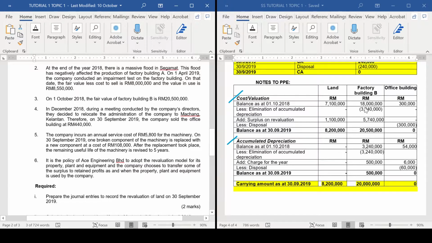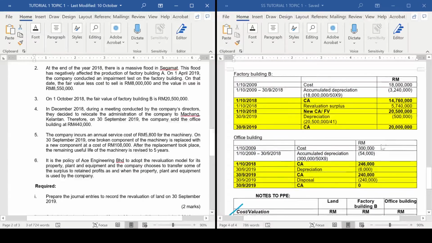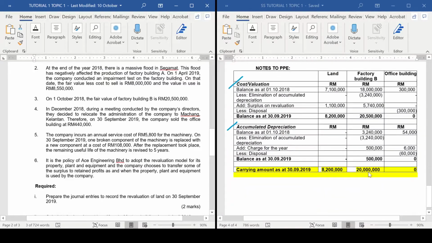Whereas for the above, 18 million minus 3.24 plus 5.74 is equal to its fair value, which we already identified before, so equal to 20.5 million. So what is the carrying amount? 20.5 million minus 0.5 million equals 20 million. To check whether you have prepared your notes to PPE correctly or not, you refer to your working. Does it tally? Yes, 20 million. Here is also 20 million, unless your working is incorrect.